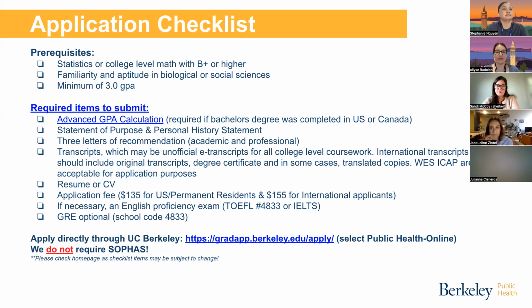We'd like to see a resume or CV. There is an application fee. It's $135 for US or permanent residents and $155 for international applicants. If you are an international applicant, we may require an English proficiency exam, and then we do not require the GRE. So if you haven't sat for the GRE, you do not need to. If you have sat for the GRE, you are welcome to send us those scores, and you'll see the school code is listed on this slide.